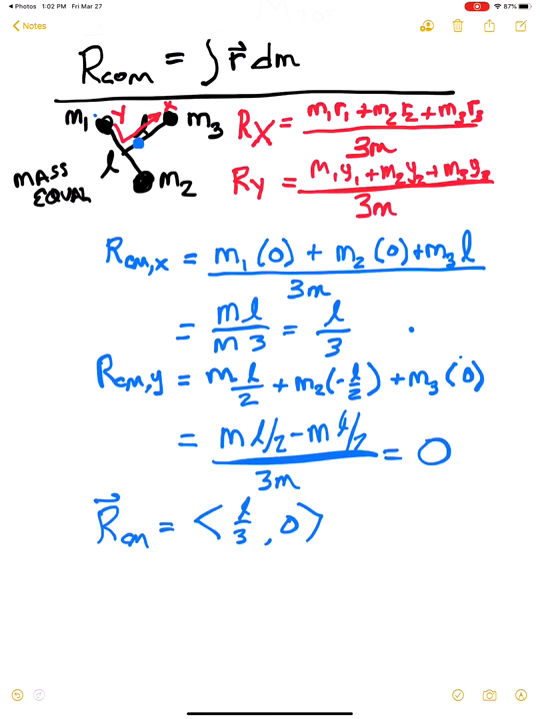So that's the quick discussion of center of mass. Like I said, it can be done with integration, and I'll show you that trick in a worked problem. So, yeah. New stuff. Yay!